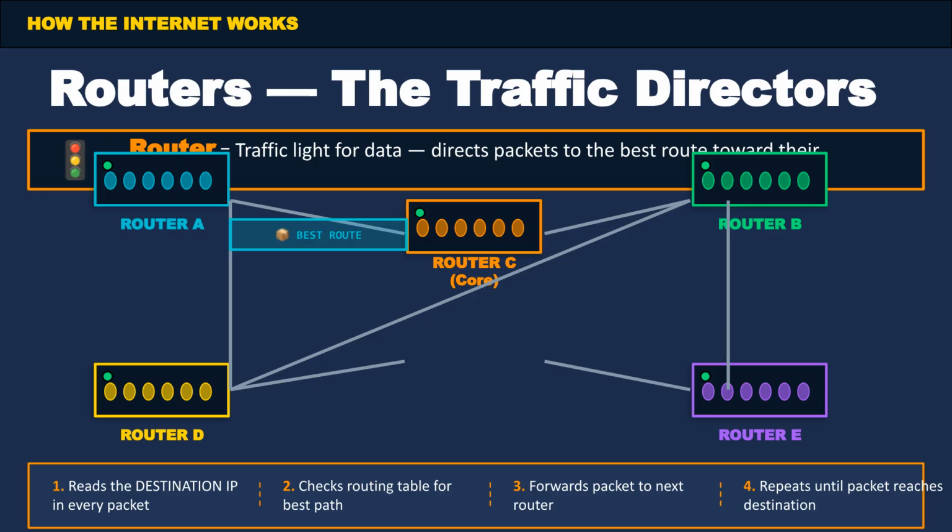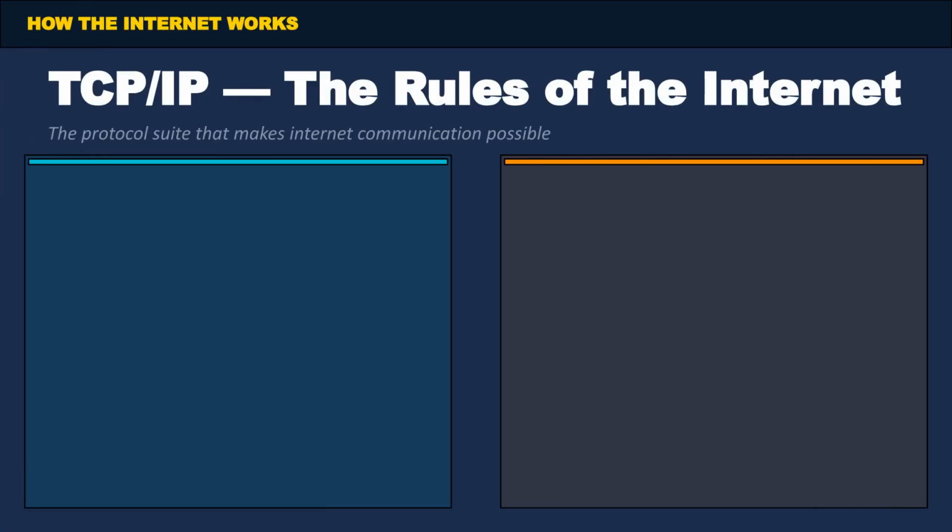Routers act as traffic lights for data, directing packets to the best route toward their destination. They read the destination IP in every packet, check their routing table, and forward the packet to the next router until it reaches the final destination.